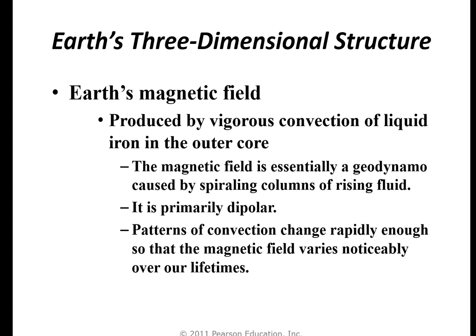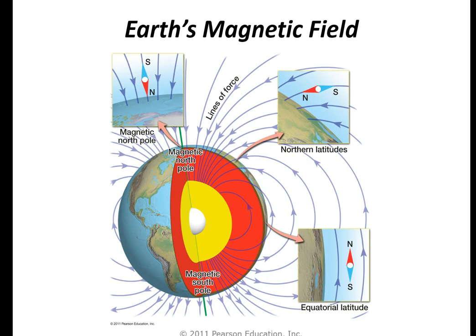We can look at the Earth's magnetic field. It's produced by the vigorous convection of liquid iron in the outer core. So here we have that liquid iron core. It's moving inside the Earth as the Earth rotates, and it generates that magnetic field. And it's also this magnetic field that generates the northern lights that we can see sometimes in the winter.